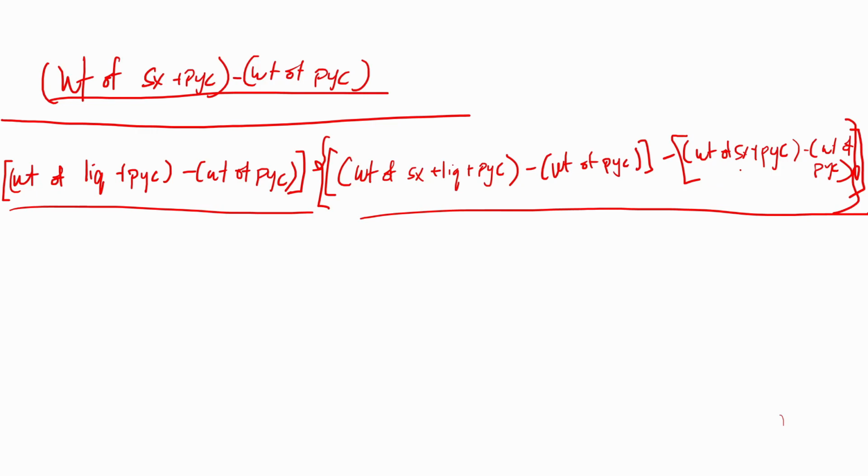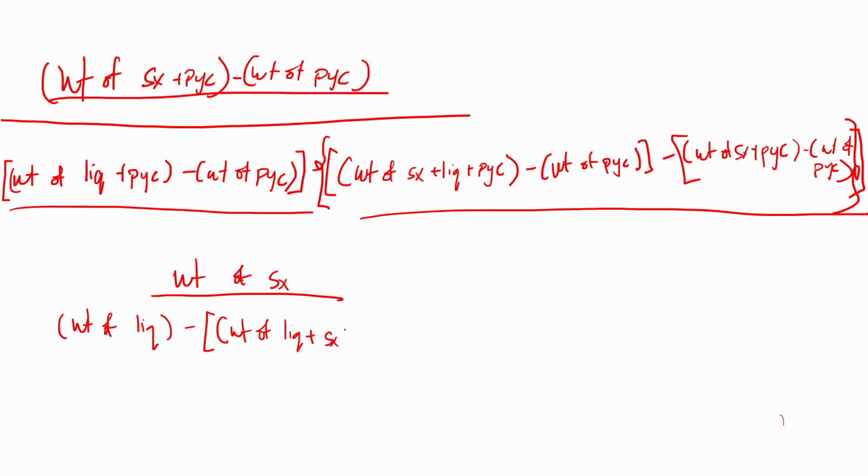Then weight of sample plus peak minus weight of peak. Okay? Now, if you want the more condensed version, simply remove all weight of peak. Pero, kailangan computing nyo muna yung bawat value nun. So, weight of sample, liquid, minus weight of liquid plus sample minus weight of sample. Okay, yan yung condensed version.